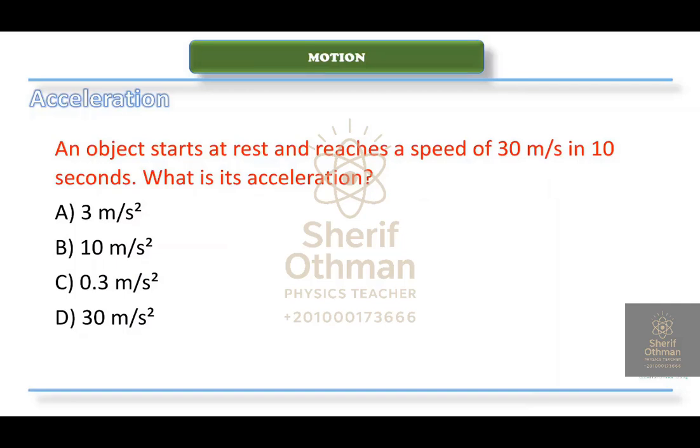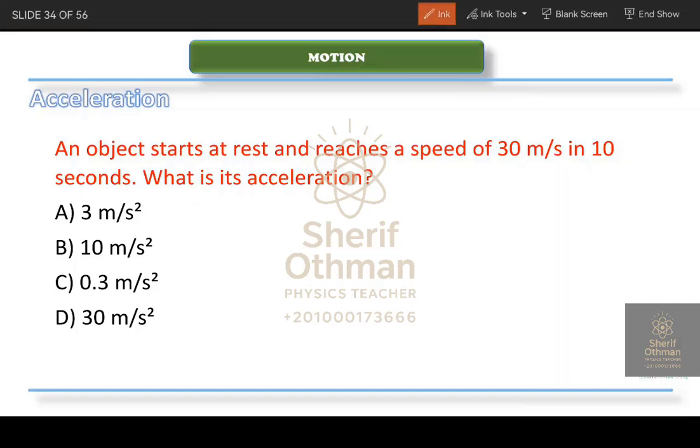An object starts at rest and reaches a speed of 30 meters per second in 10 seconds. What is the acceleration? So easy, guys. Starts at rest, which means V initial is 0.